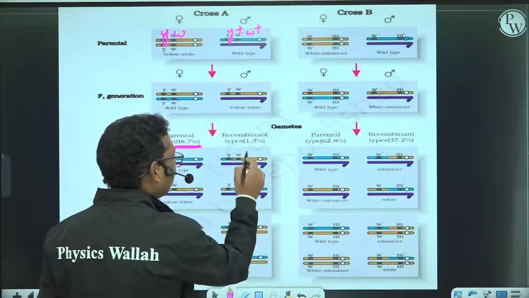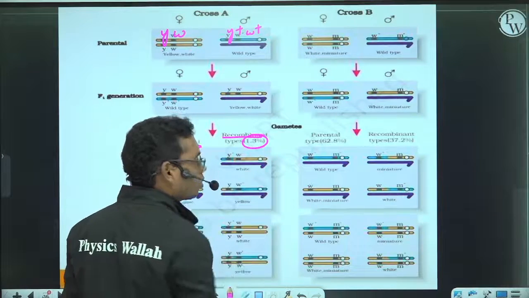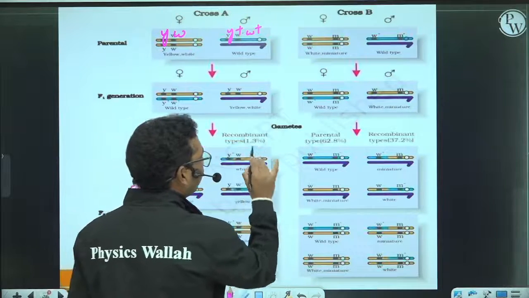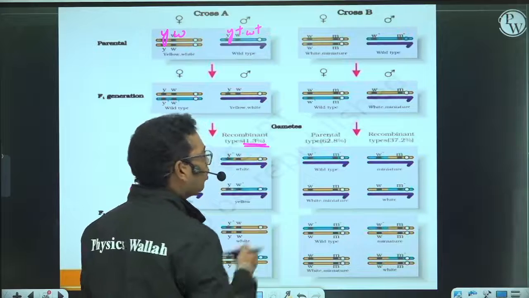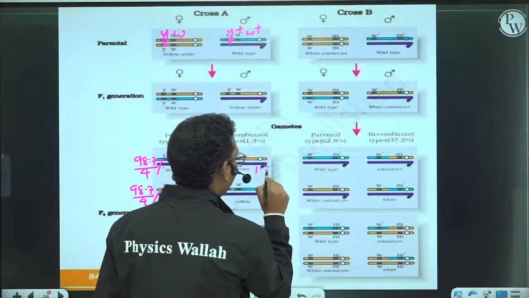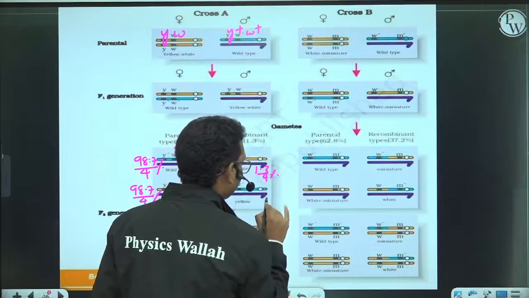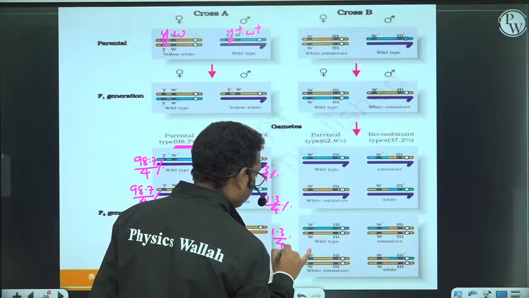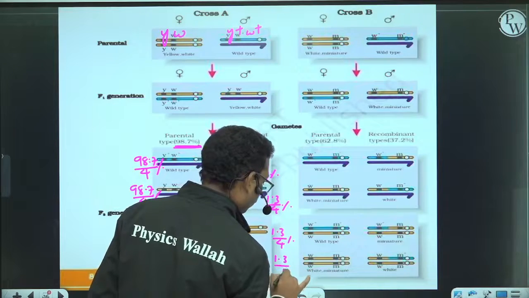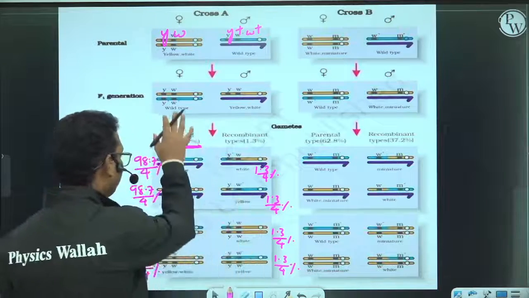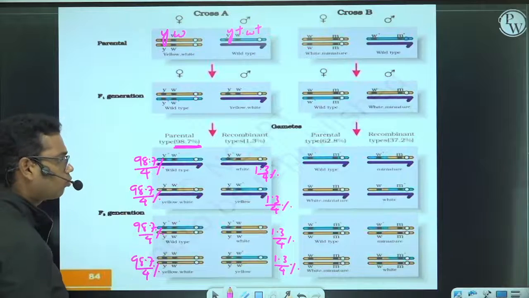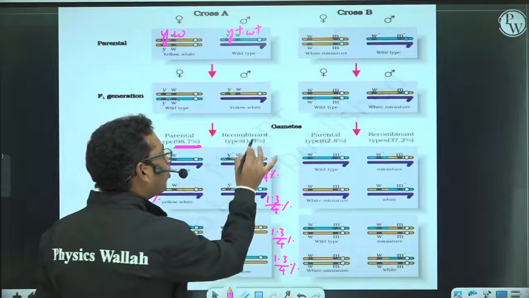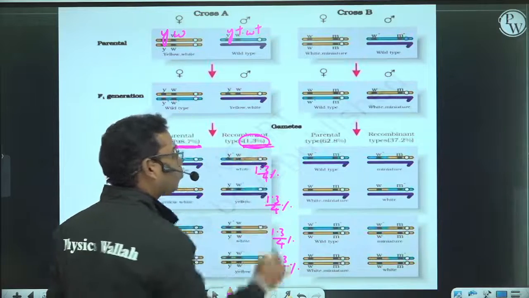What about this one? The recombinants are produced 1.3%. That means the four different types produced will each be 1.3 upon 4%. This one is also 1.3 upon 4%, and this one too. That means all parental types are produced equally and all recombinants are produced equally. Okay, and you can see only 1.3% recombinants are produced.